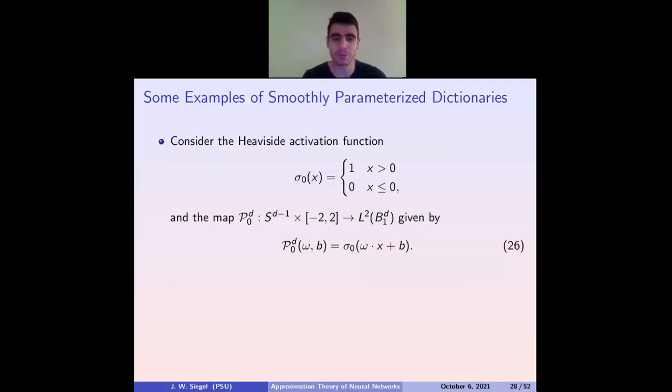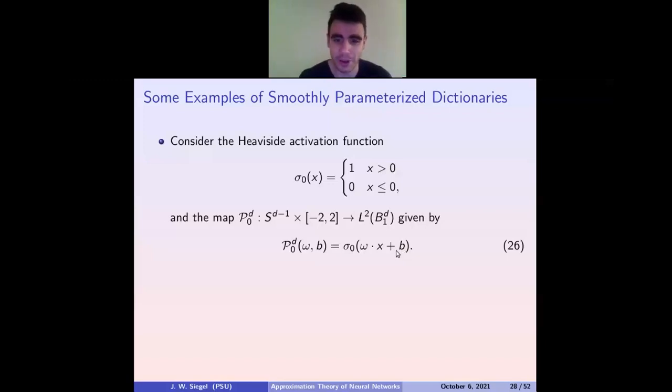So the ones we're going to be interested in are these PKD dictionaries. Suppose I've got the Heaviside function here again. What I mean by parameterizing the dictionary is, you've got a map from omega in the sphere and b in [-2, 2], a map from this set into the space of functions L2, given by sending omega and b to sigma of omega dot x plus b. So basically this plane wave, this ridge function, is parameterized by omega and b.